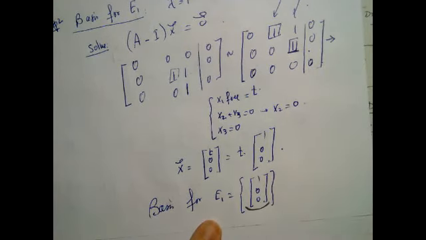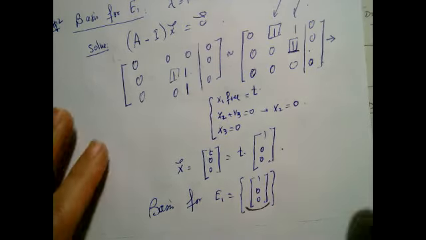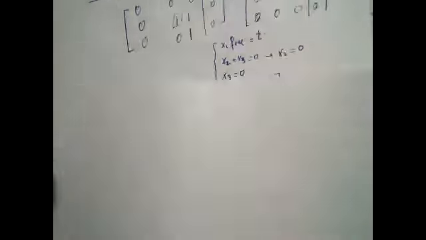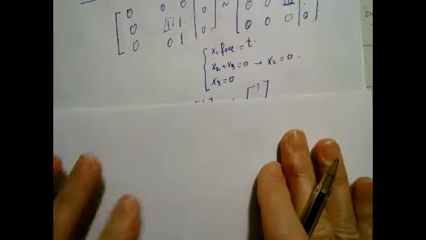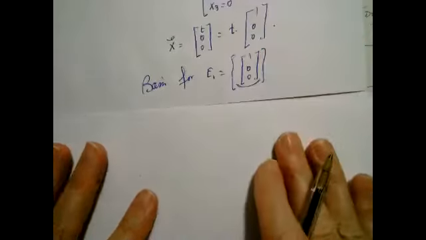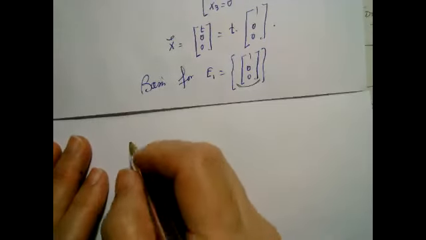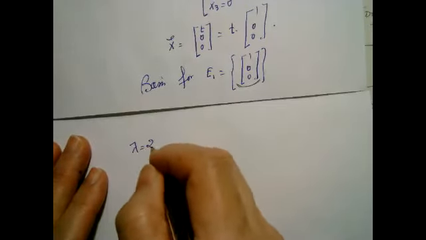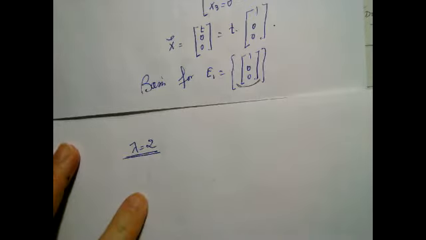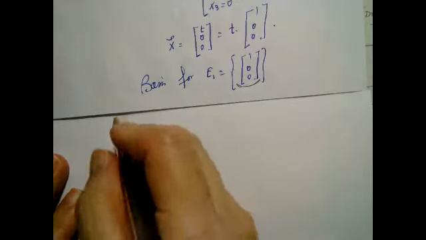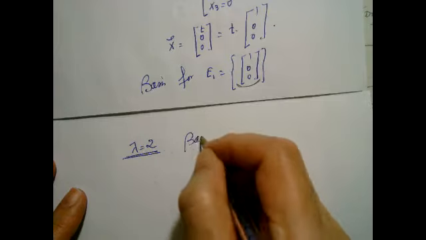To be able to diagonalize, I need 2 more, and I want all 3 of them to be linearly independent. But I have another eigenvalue to deal with. So we're going to do that, and we're going to proceed. Okay, lambda equal to 2. We're going to find a basis for E2.